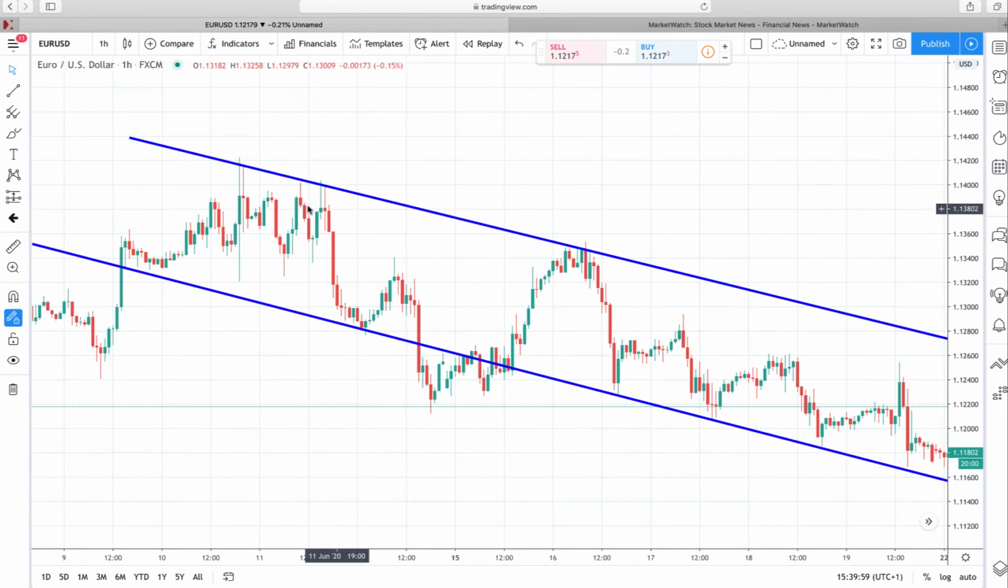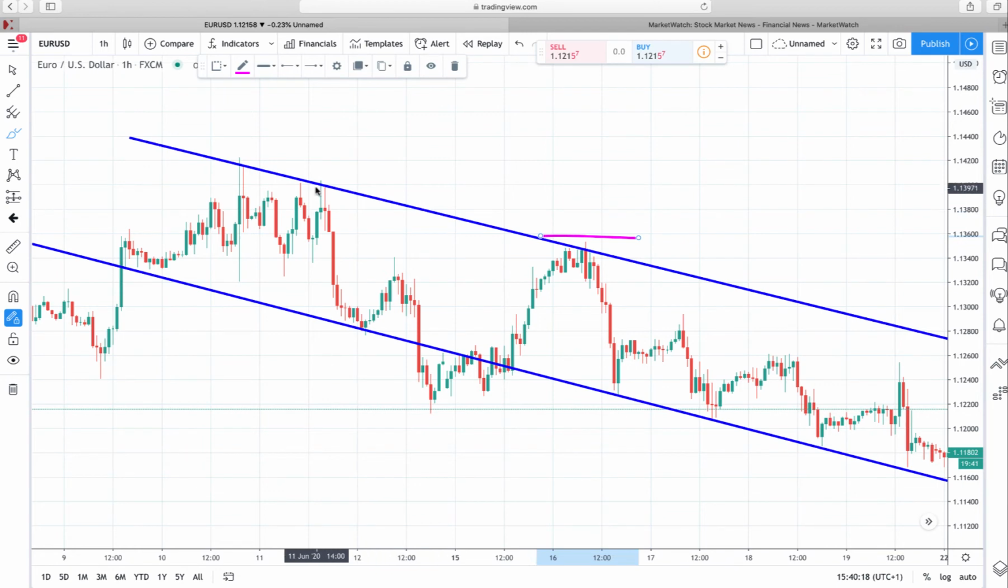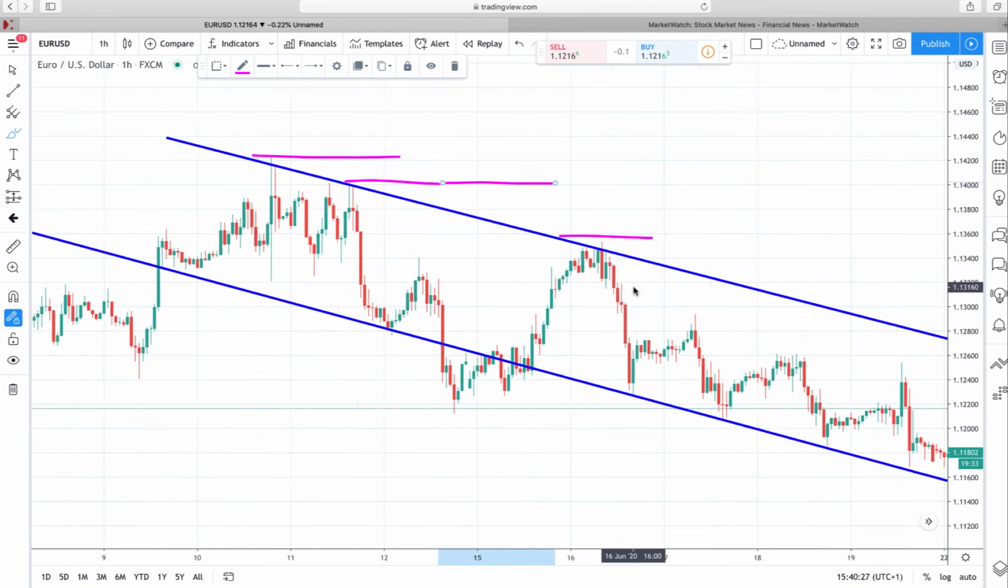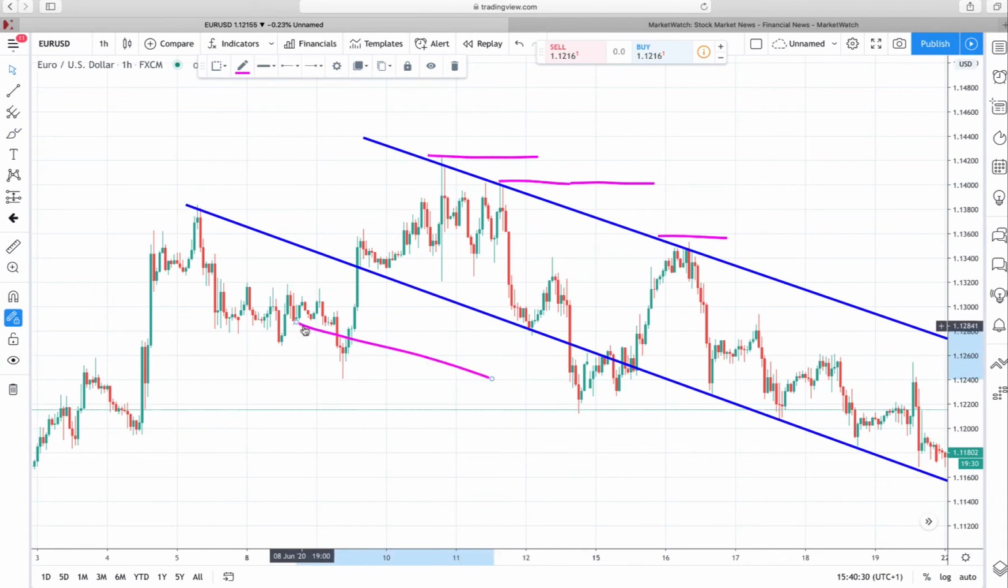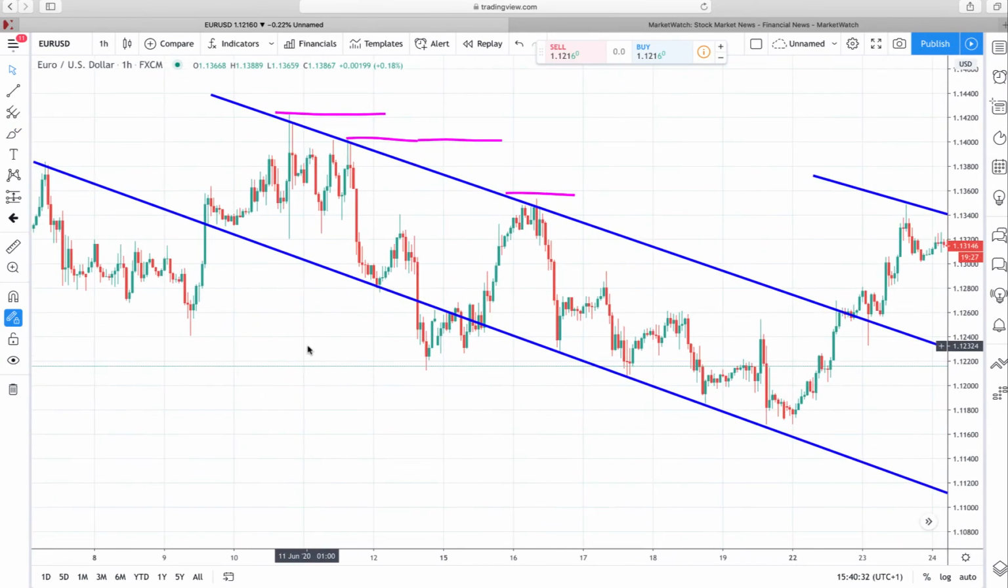So this tells me the market is going towards the downside, okay? Because as you can see, this is the highest high, the lower high, and another lower high here, okay? We don't see the market breaking the previous highs, okay? You can see one high is a lot higher than the other high, right? And then at the bottom it is the same thing.